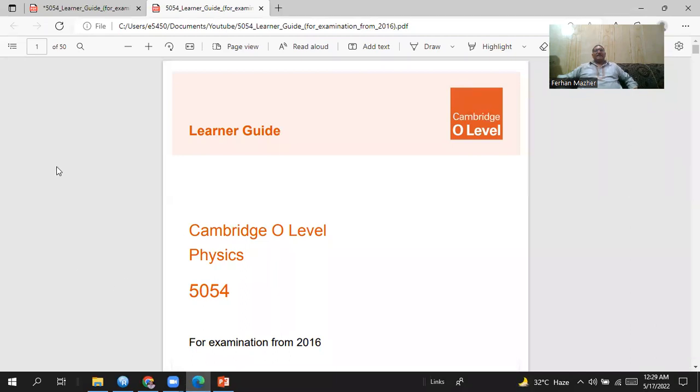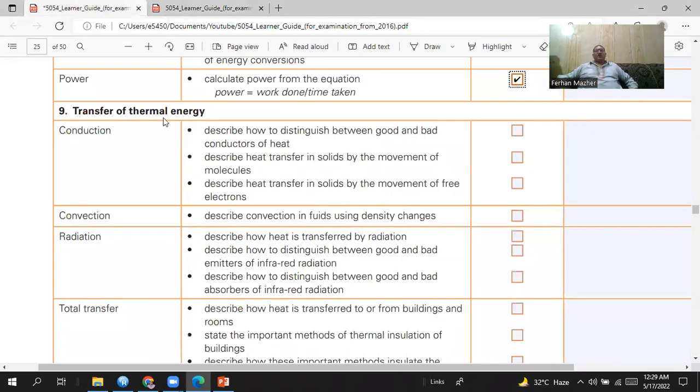So we are studying this learner guide issued by the Cambridge O Levels, and this is good for the examination from 2016 to 2022. So we are on topic number 9, transfer of thermal energy. The first topic is conduction. Conduction: distinguish between good and bad conductors of heat.